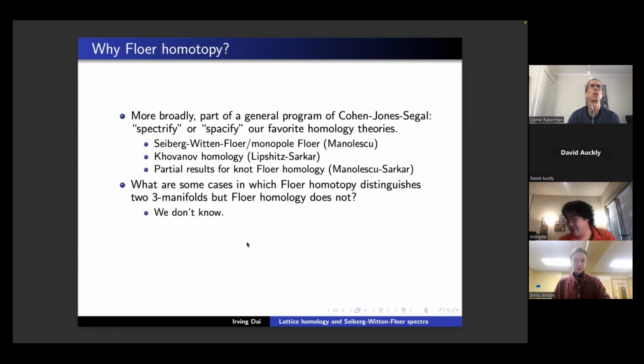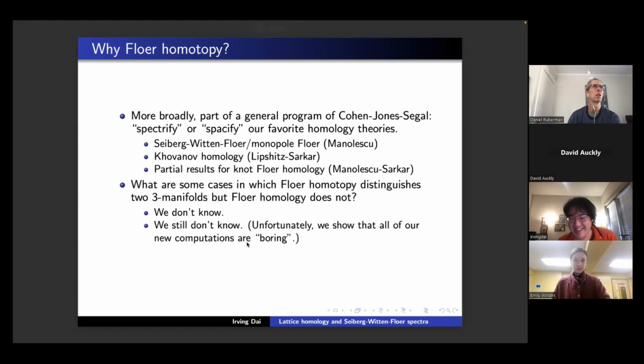And so you could say, well, Irving, you just told us that the homotopy type is not computed for many 3-manifolds. So surely now you can give us an answer. And unfortunately, the answer is still, I don't know. Actually, our theorem essentially shows that in these cases, the Floer homotopy type doesn't contain any more interesting information than the Floer homology. So I still don't know.